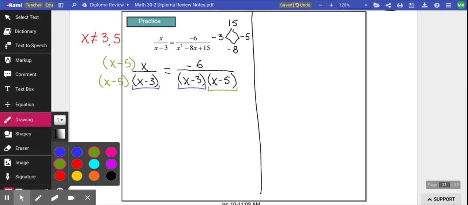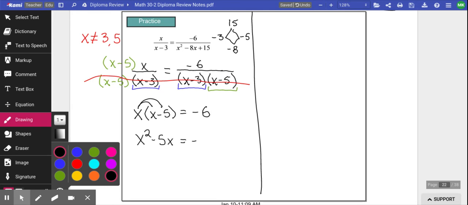Because we have an equal sign and a common denominator, you can cross out your denominators. But you must have an equal sign. Please, please, please don't do that for adding and subtracting questions. Only works for solving questions. This gives me x bracket x minus 5 equals -6. To solve, you must expand first. So for a question like this, that x has to come in the brackets to become x squared minus 5x equals negative 6.